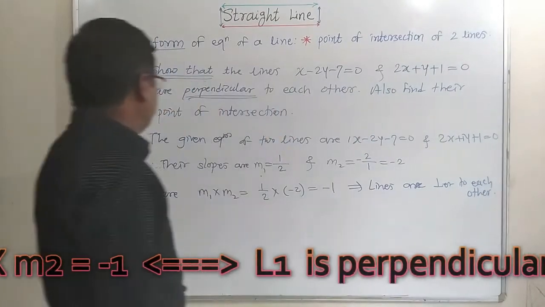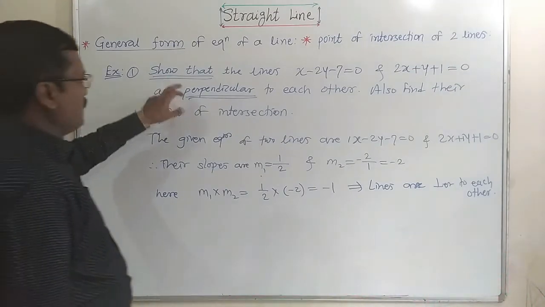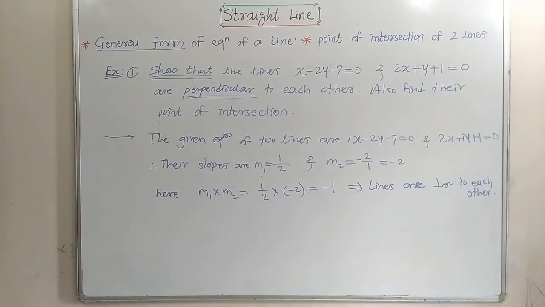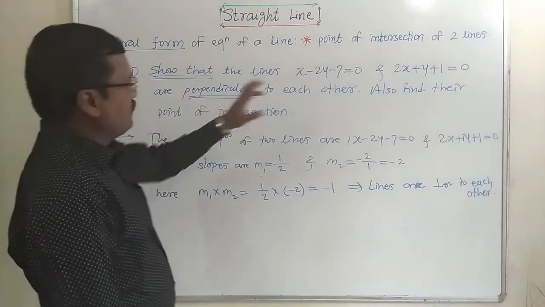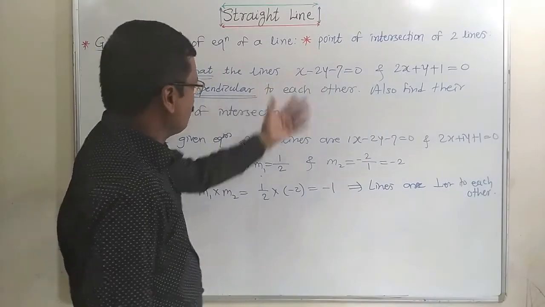That is the first part of this question, so that the lines are perpendicular to each other. Now what to do? Also find their point of intersection. So solve those equations simultaneously. Here you can put the value of x in the second equation or multiply this equation by 2.